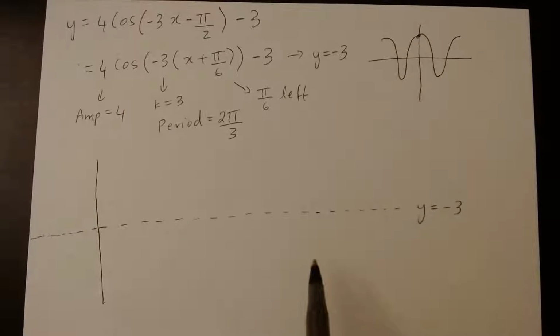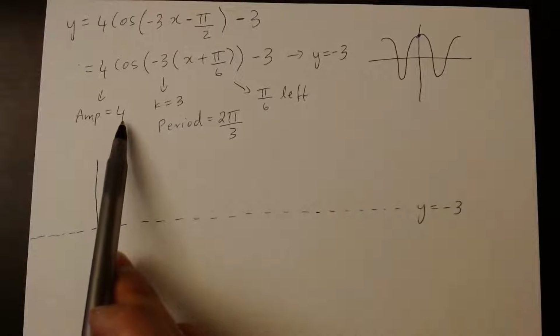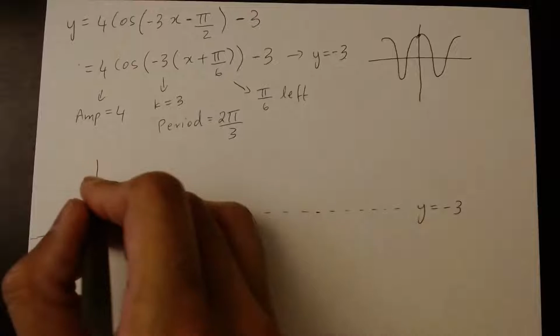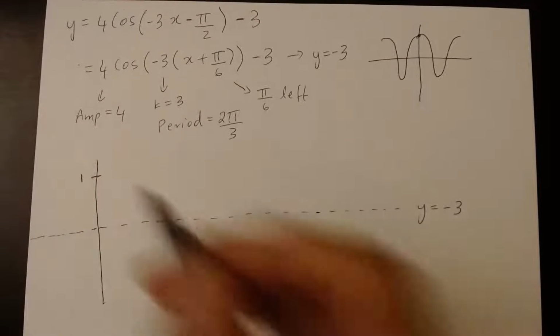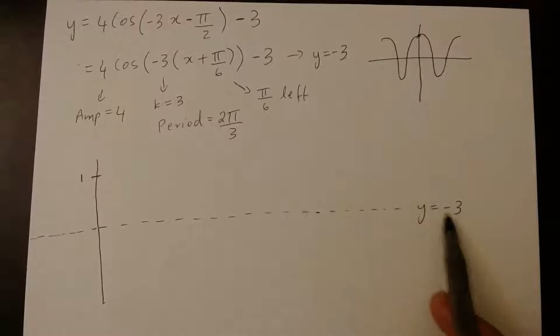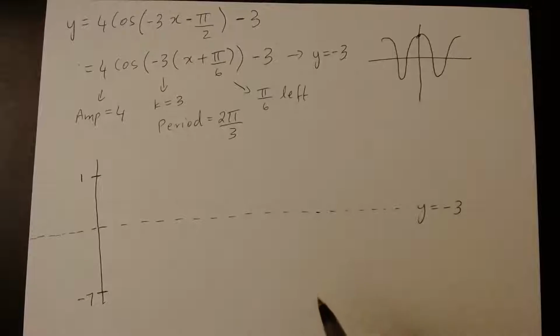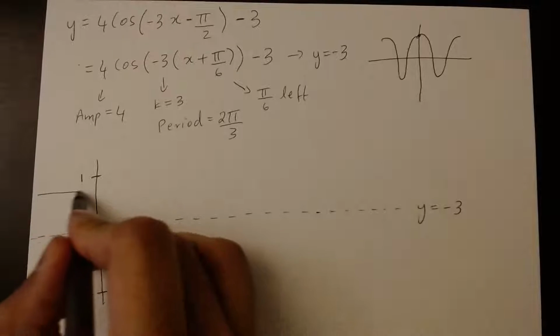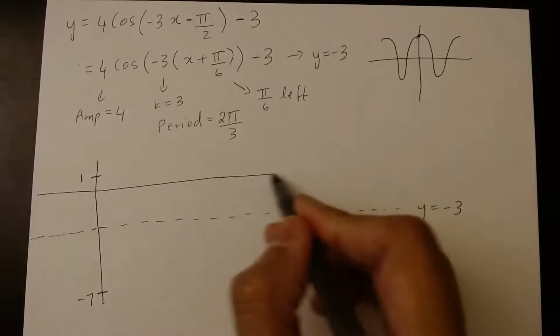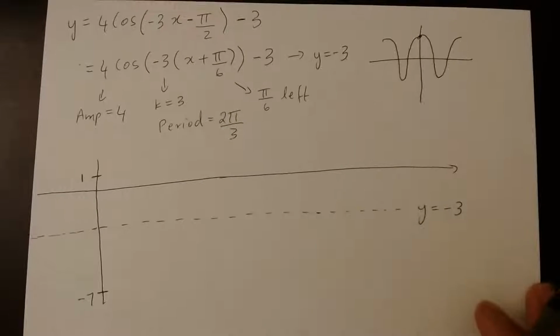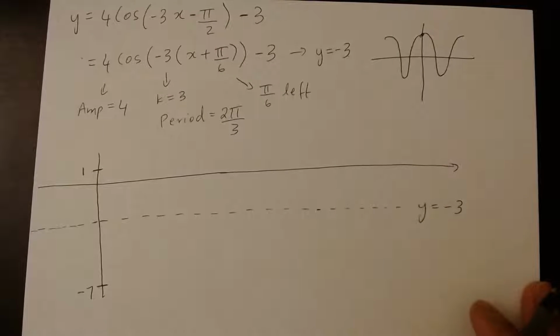The next thing I'll do is my maximum and my minimum. So my amplitude is 4, -3 plus 4 is +1. My maximum is at +1, and my minimum is -3 minus 4, which is -7. I'll draw my x-axis next, which is here slightly below 1. And now I can start with my first key point.